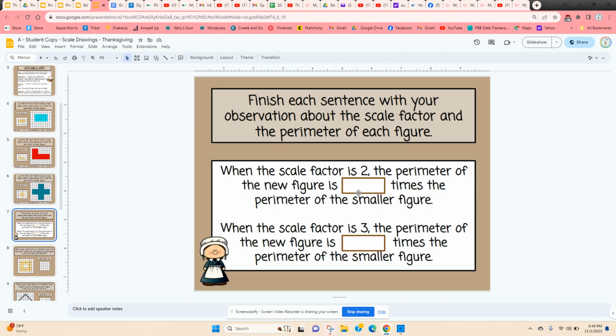Now the next one's just a review of what happens to the perimeter. So if the scale factor is 2, the perimeter of the new figure is 2 times. So they're just going to type in 2. Scale factor is 3. The perimeter of the new figure is 3 times larger.